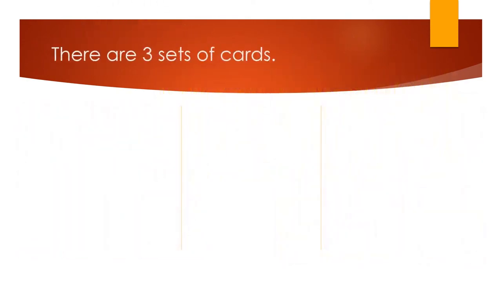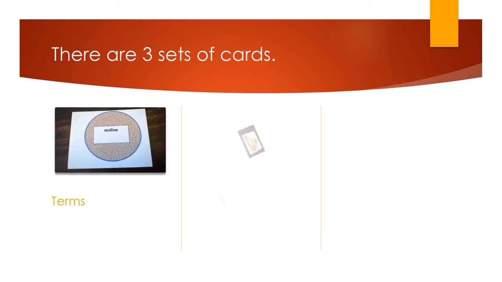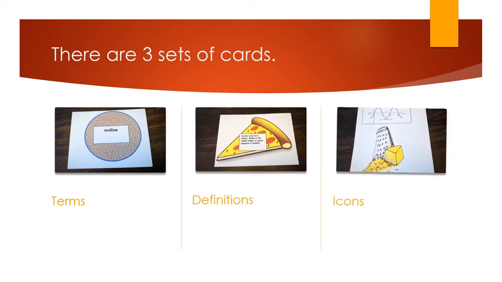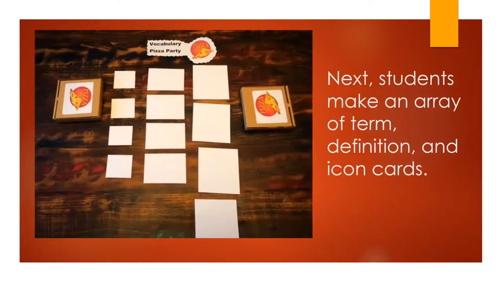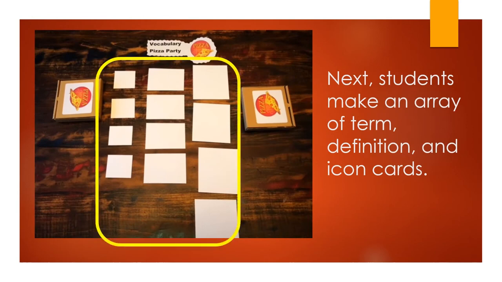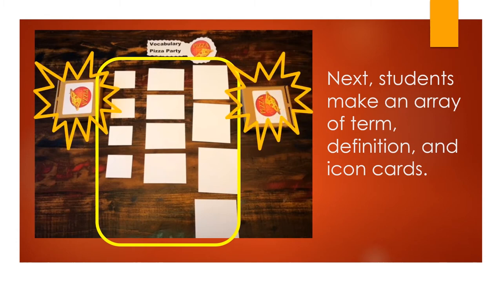The vocabulary pizza party includes 3 sets of cards: the math term, its definition, and an icon that clearly illustrates the term. Of course, all 3 sets of cards are part of a free download at glennatabor.com. The next step is for students to make an array of each of the types of cards. They also have their pizza boxes ready to put their answers in. We got ours from a local pizza place. Students, no matter the age, really like this part of the pizza party game. It just makes learning math vocabulary more fun.